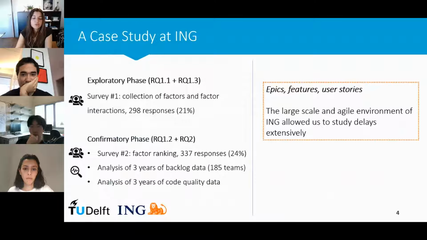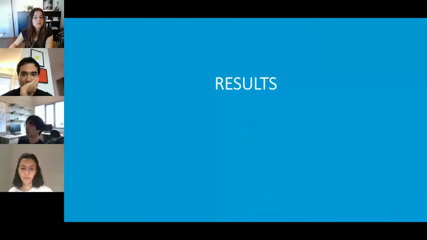So to answer our research questions, we performed a mixed methods case study at ING, that's a Dutch bank. And we developed and sent out 2 rounds of surveys to software experts at ING to identify factors and the factor relationships. And then we applied data triangulation. So we analyzed lots of backlog management data and code quality measurements from 185 teams to corroborate the respondents' perceptions. So I'm going to give you a short peek at the results.